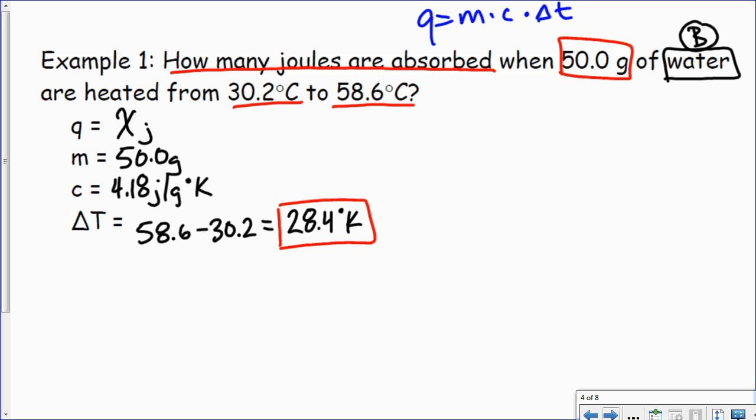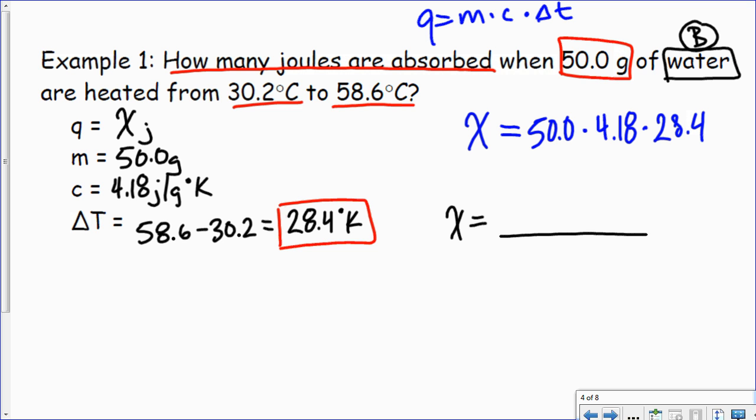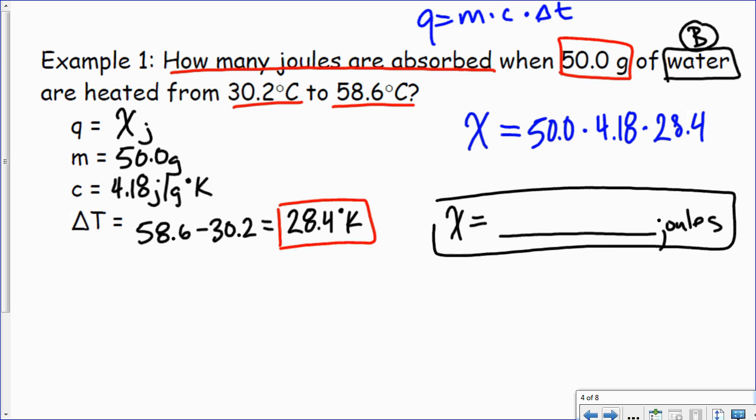So now we go back to the original equation and start plugging in what we need to know. Q is X in this case. M is 50.0. C is 4.18. And delta T is 28.4. So in this particular example, we have a straight plug-and-chug. And at the end, we're going to get a value with the units of joules for how much heat, how many joules, are absorbed when 50 grams of water are heated from 30 to 58. So that's the value you're going to get there. I want to see that calculation when I check your homework.